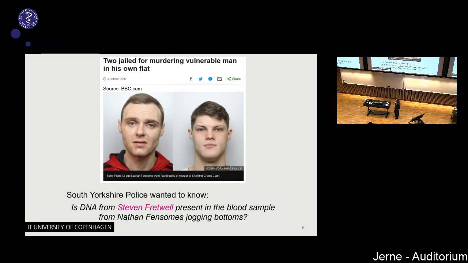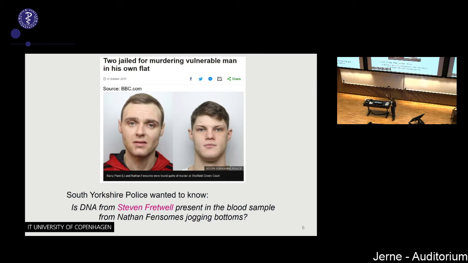So the police came to me, again, and said we have this complex sample, our usual forensic science provider cannot handle it, it's too complex, can you help us? So their question to me was, is there DNA from this victim, Stephen Fredwell, in the blood spatter of Nathan Fenson's jogging bottoms?